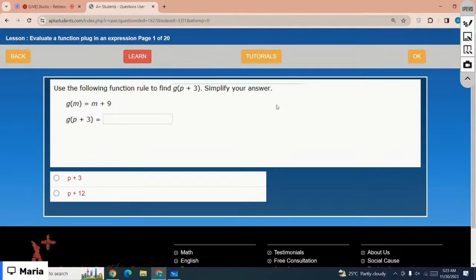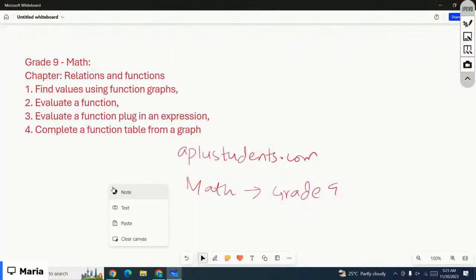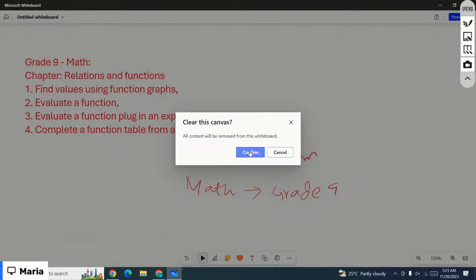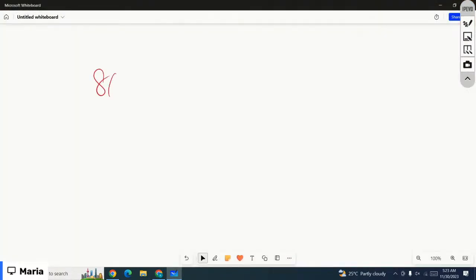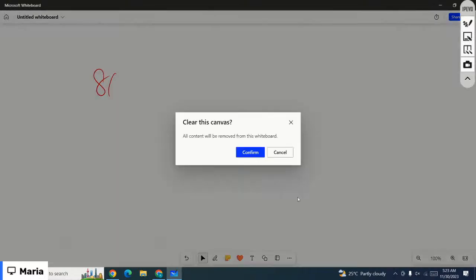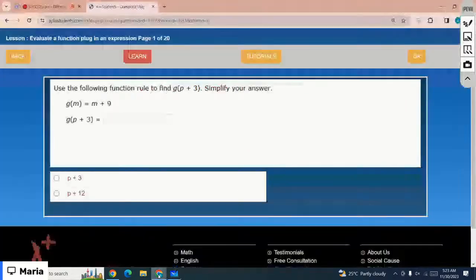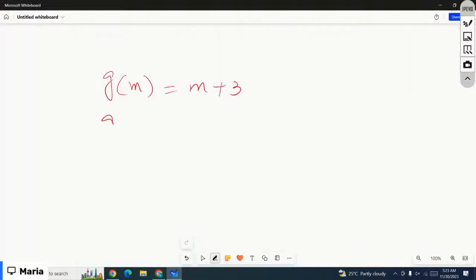Use the following function rule to find g of p plus 3. You will have to replace the m with p plus 3 in the function, right? The function is g of m equals m plus 9. Let me do it on both. The function is g of m equals m plus 3, right? Now you have to replace the m with p plus 3, right?